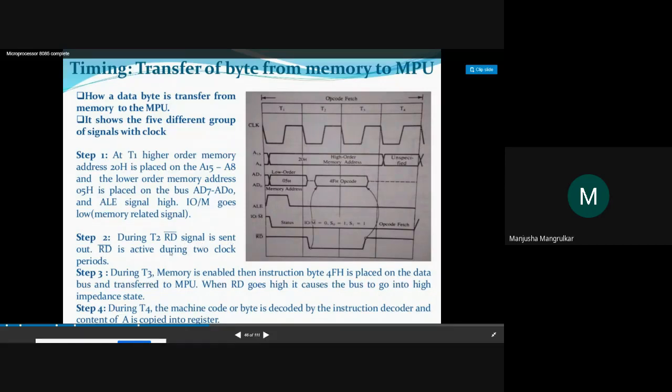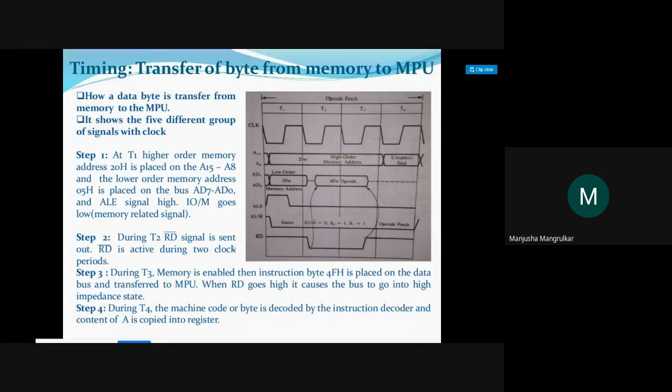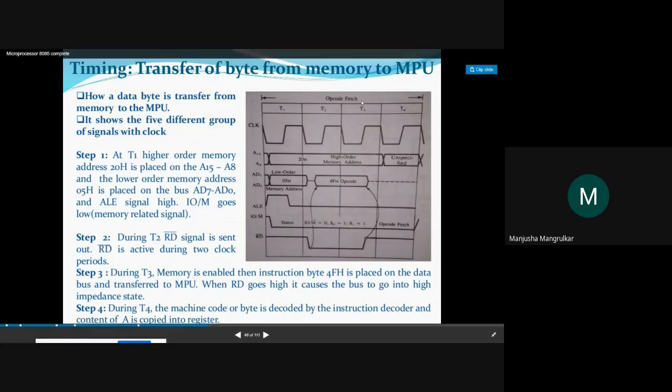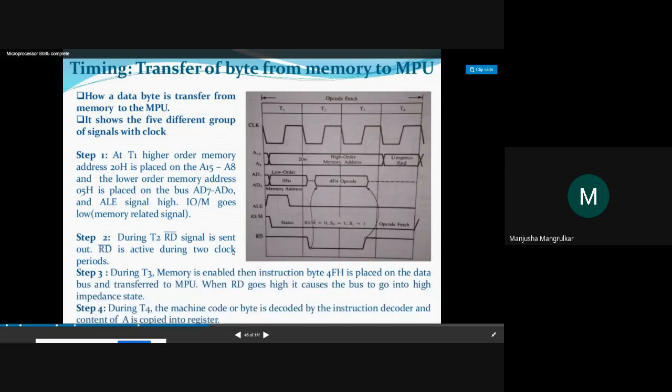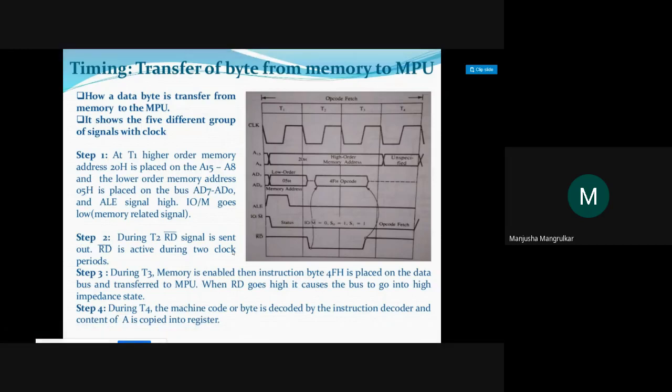During T state 2, the RD signal is sent out and it is active low during the clock period. That means it will start reading the data from the memory, right? During clock cycle T3, the memory is enabled and the instruction byte 4F is placed on the data bus and transferred to the microprocessor. When read goes high, it causes the data bus to go to the high impedance state, right?